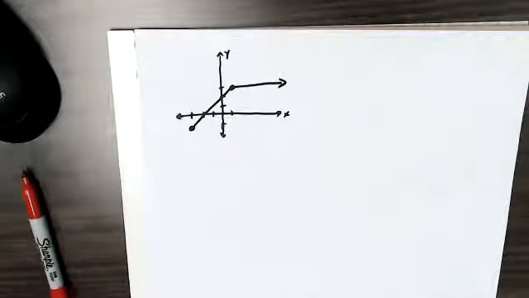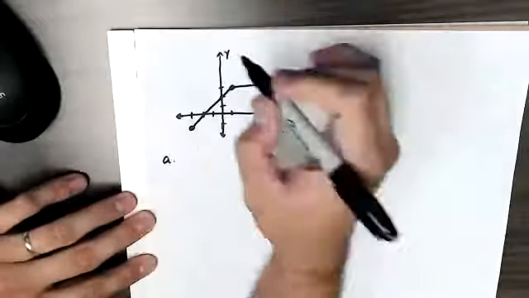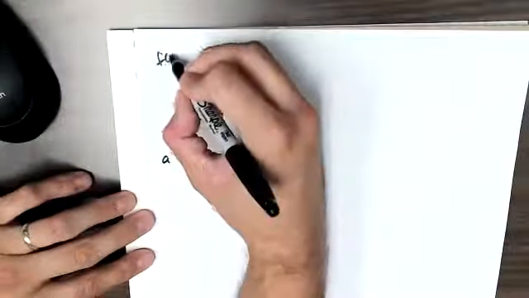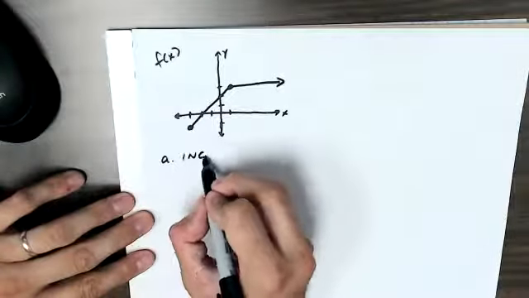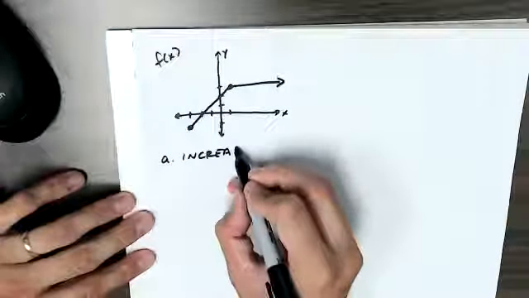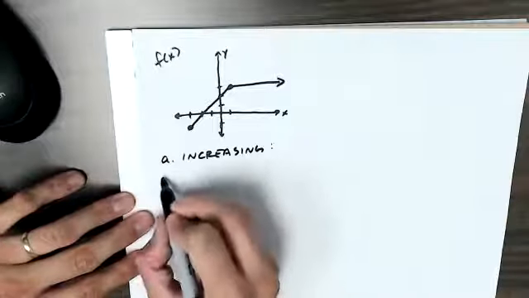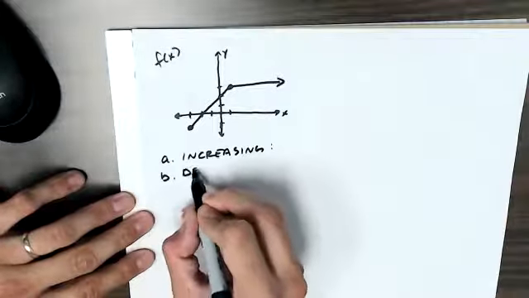Now, I'm going to make this an A, B, C, D, E, F, G, H, I, J, K, L, M, N, O, P type question. Okay? But I'm going to start with what we've been going over here. So for A, I want to know, we'll call this f of x, if I need to notate it, okay? Where are we increasing? Where are we decreasing?